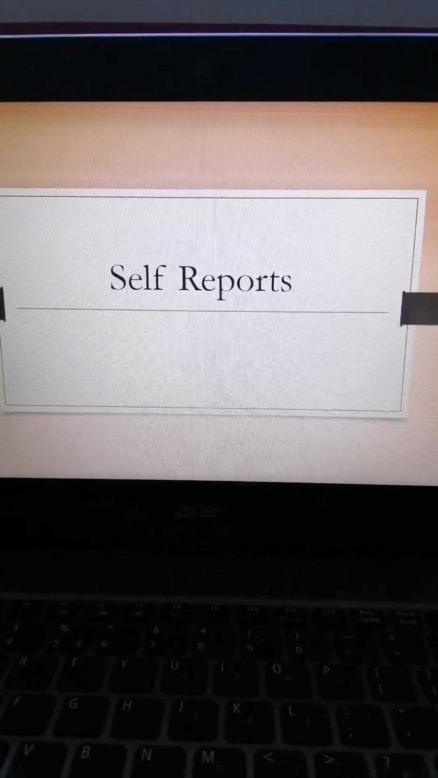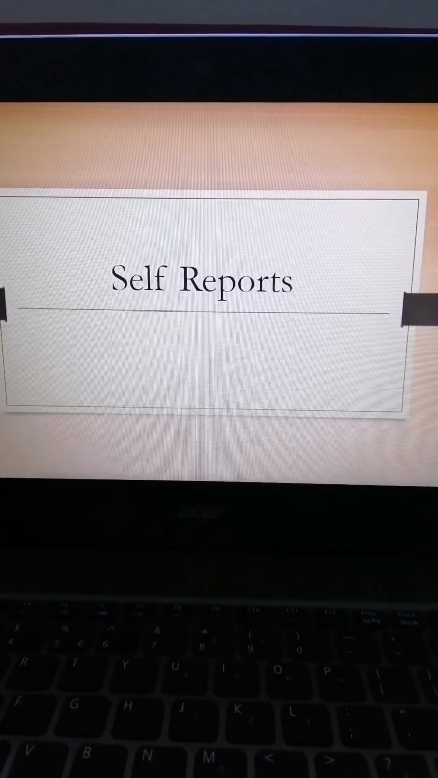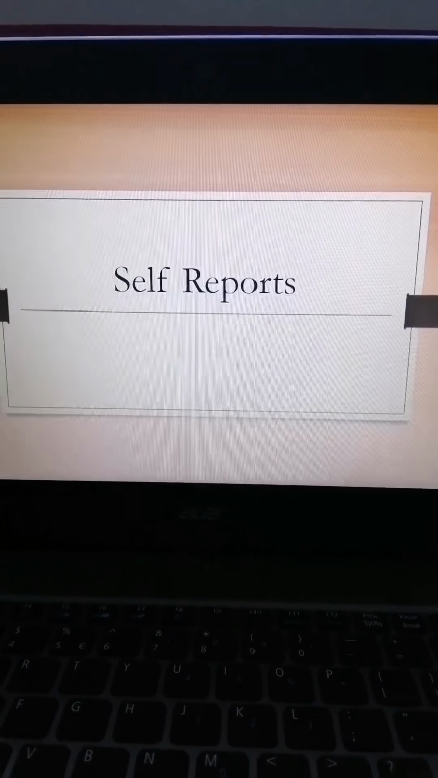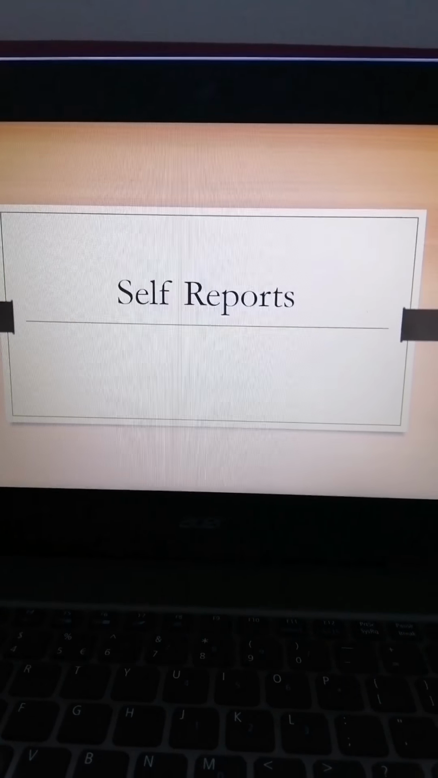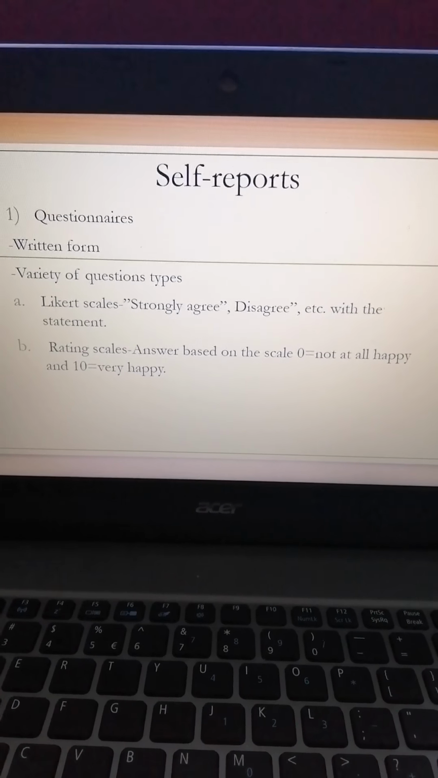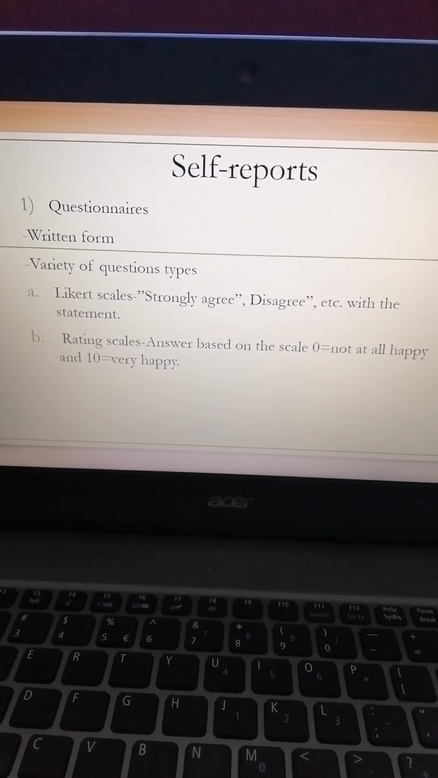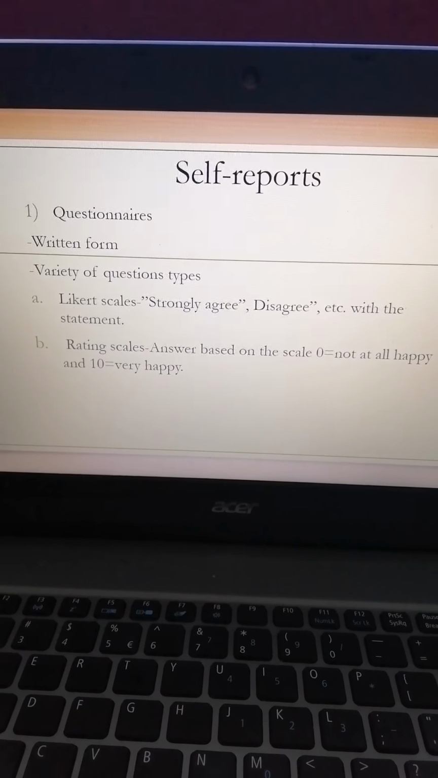Self-reports is a method which is used by psychologists or researchers to gain information when they're conducting their study. So let's look into the types of self-reports. Today we're going to learn two types of self-reports. The first one is questionnaires, and the second one is interview.